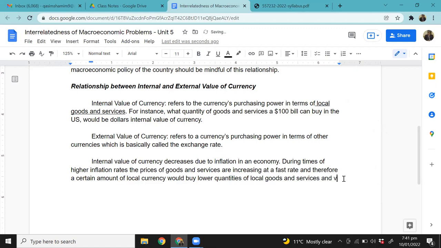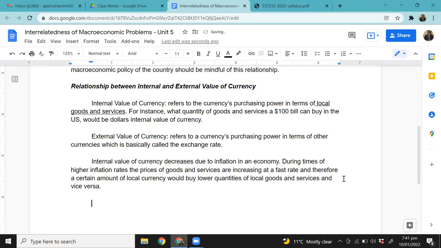And obviously, not every time are prices increasing at a faster rate. Sometimes prices are increasing at a slow rate, or let's say there's deflation taking place, right? When there's deflation, it would be the opposite. So in the case of deflation, your internal value of currency would be increasing, because deflation means that prices are decreasing. When prices are decreasing, the same amount of money would buy you more goods and services, right? Is this simple?